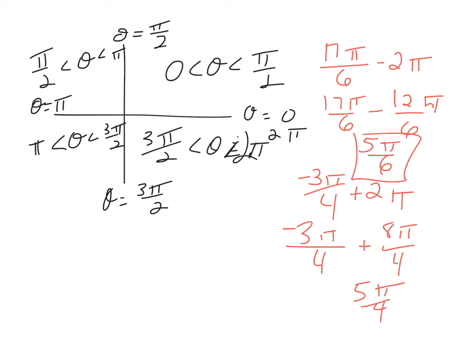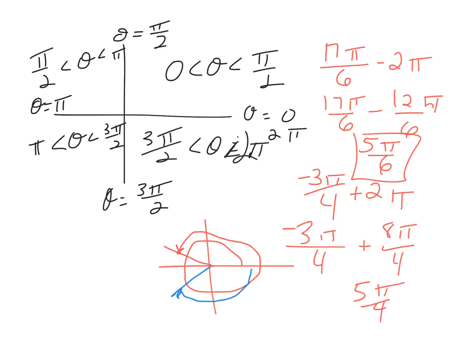Okay, and if we sketch them, I'm going to do in red 17 pi over 6. 17 pi over 6 would be around 1 time, and then round to 5 pi over 6 right there, because it's in between pi over 2 and pi. And then we'll do the same for negative 3 pi over 4. So negative 3 pi over 4, we're going backwards. I'm going to go in blue. It is approximately right there.